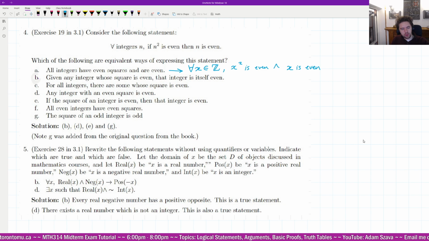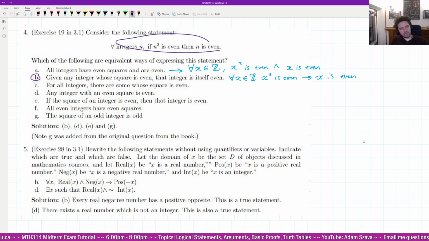Any given integer whose square is even, that integer is itself even. This is saying for all x, which are integers, for any given integer whose square is even, x squared is even implies x is even. I have to read it a few times to actually do it, but there you go. Exactly this. So B is definitely one of our answers.